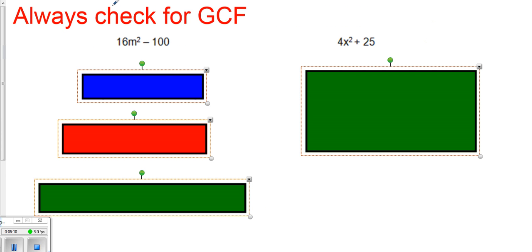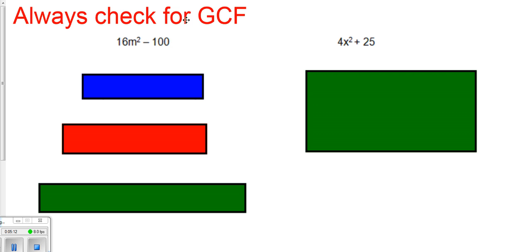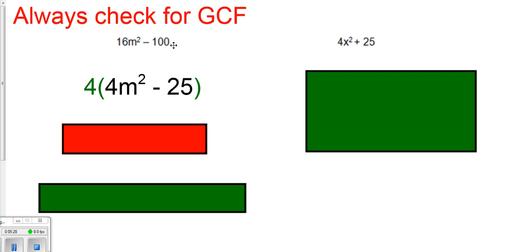We're going to move away from the AC method for a second here and go back to reminding ourselves that we need to check for the greatest common factor. On this one, because there are two terms, we can't use the AC method, but we know we need to check for greatest common factor first. In this case, that's going to be 4. We can take 4 out of both of these and leave 4m squared minus 25 with this 4 on the outside still. That's the greatest common factor.